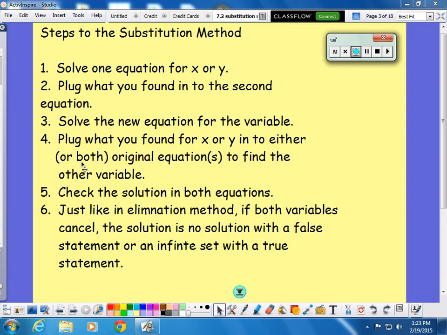Alright, so what's going to happen there is number 6. Just like in the elimination method, if both variables cancel, the solution is no solution with the false statement or an infinite set with the true statement. And we'll get to that, but we're going to work the consistent independent types first.